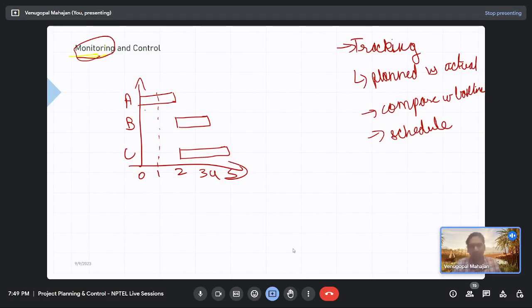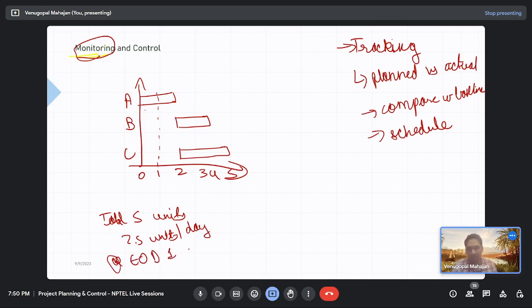Okay, so you had to do total 5 units. Okay, total 5 units, yes. That means 2.5 units per day, and at EOD 1 you only completed 1.5 units. How can you show it on a bar chart? That is my question. You said convert it into percentage, so this was 50% and this is 30%.